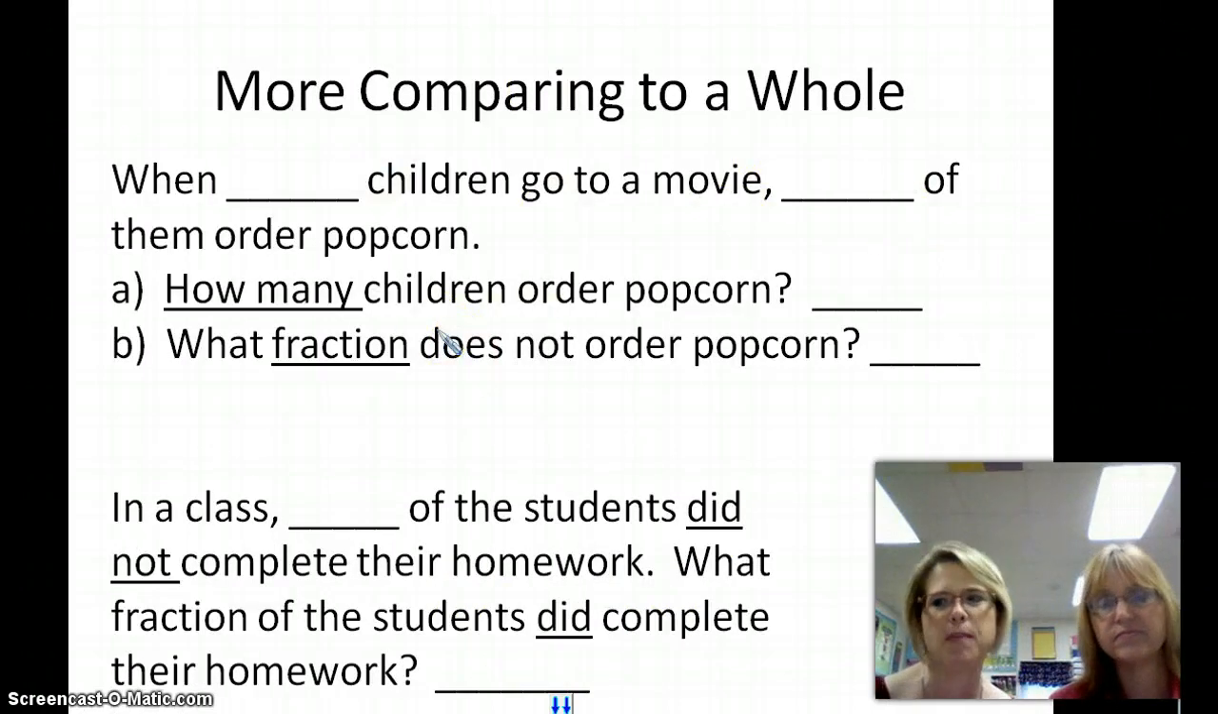Okay, let's do more comparing to a whole. So this is still comparing to a whole group. 6 kids are going to go to a movie, and 4/6 of them order popcorn.